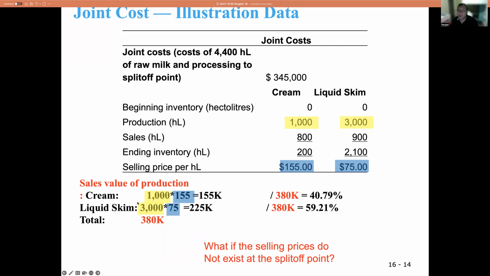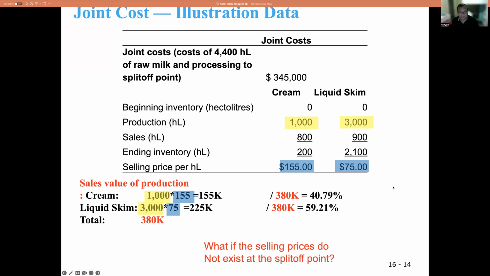So here's a question. What if at the split-off point you have different products? What if you don't know all of the selling prices, because some of the products may not be able to be sold directly to customers before further processing? Maybe some of the output has to be further processed before it can be sold to customers. So nobody will buy that output at the split-off point, and apparently you don't have the selling price numbers. So you can't use this approach. So then what are we going to do?